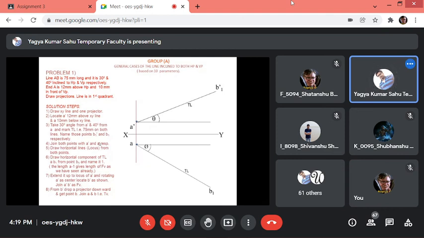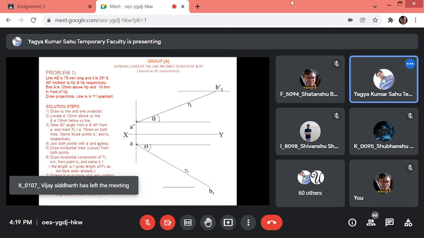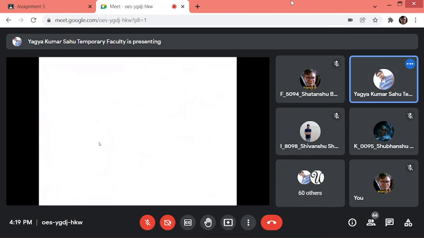Here, simultaneously draw the front view and top view of both the cases. Okay, it will be easy, it will get made. Yes, sir.